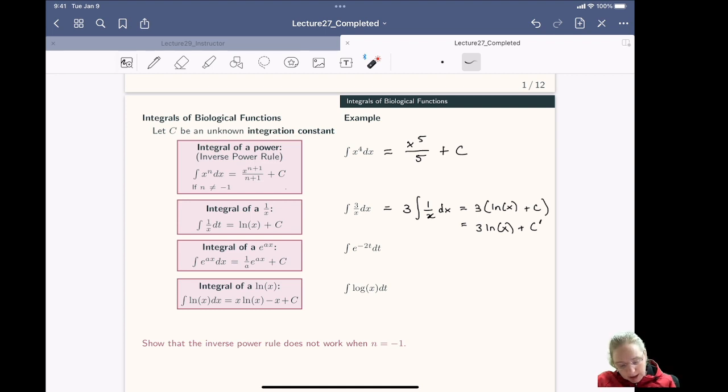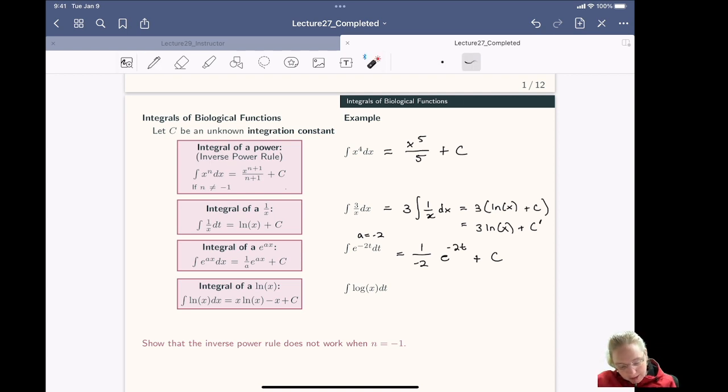If you integrate e to the ax, you end up getting e to the ax multiplied by a factor of 1 over a. All right, so let's do that. Here our a is equal to minus 2. So we end up with 1 over that a times e to the ax, where our independent variable here is t. Now we also have to add that unknown constant c.